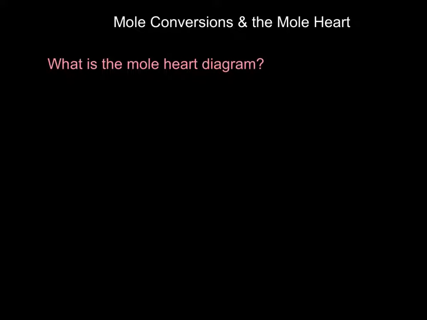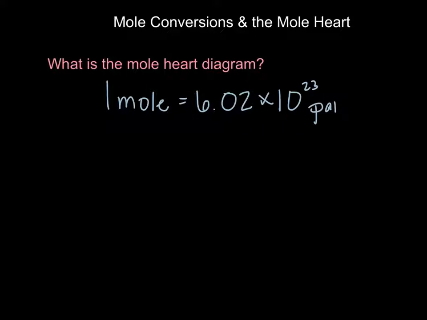So now that we know what a mole is, we have to know how to use it. So the mole, or Avogadro's number, is also a conversion factor, stating that 1 mole equals 6.02 times 10 to the 23rd particles. And remember, when I say particles, I mean either atoms or molecules, depending on what we're working with.